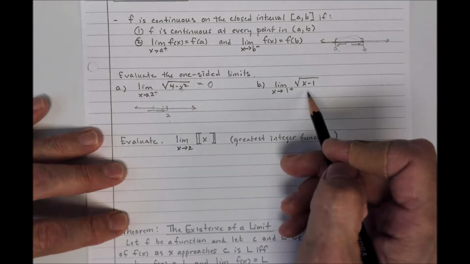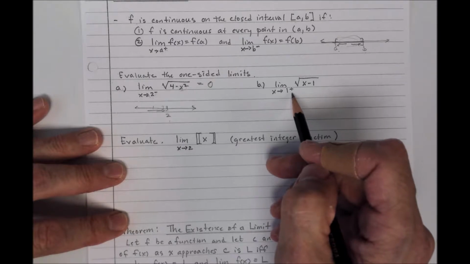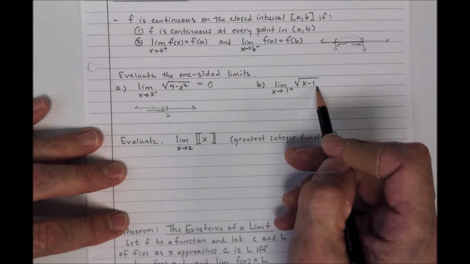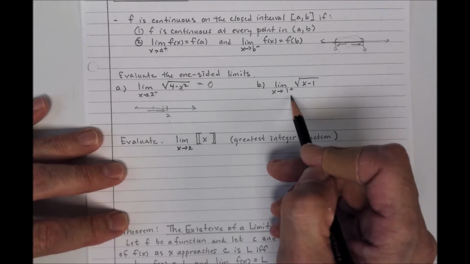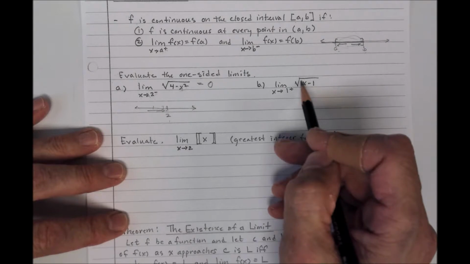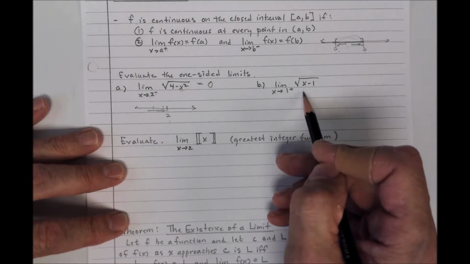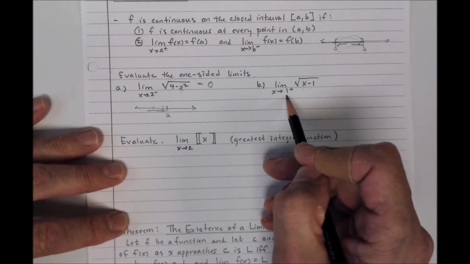Over here, the limit as x approaches 1 from the right side, this would be a little bit bigger than 1, of the square root of x minus 1. So again, we have the square root. We can't take the square root of a negative and have a real value. So we have to make sure that the numbers that we're looking at here are going to be positive. And that's exactly what happens. A little bit bigger than 1.